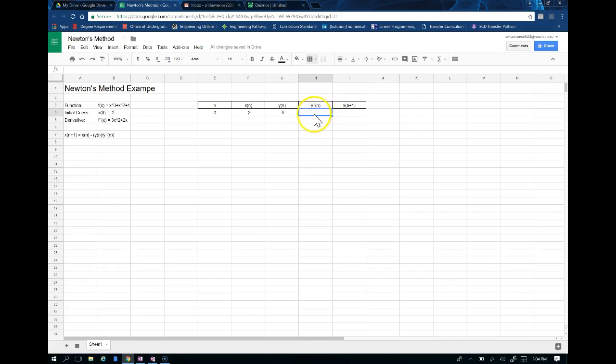And then y prime of n. So I need -2 plugged into my derivative. So -2 squared we said is 4, times 3 is 12. And then -2 times 2 is -4. So 12 minus 4 is 8.